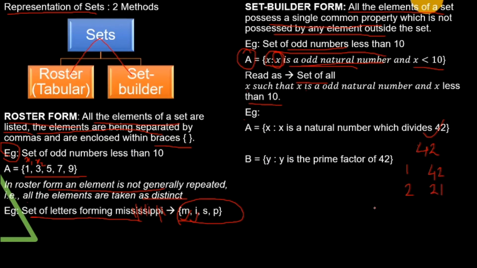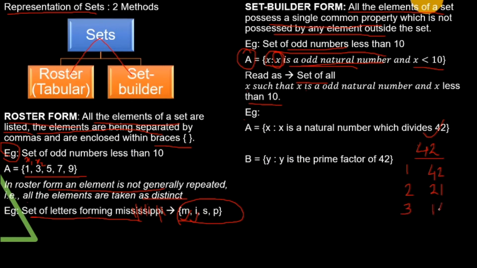Is it divisible by 3? To check the divisibility by 3, what do we do? We add the digits. 4 plus 2 is 6. Yes, 6 is divisible by 3. So obviously 42 is divisible by 3. So, 3. So how many times?